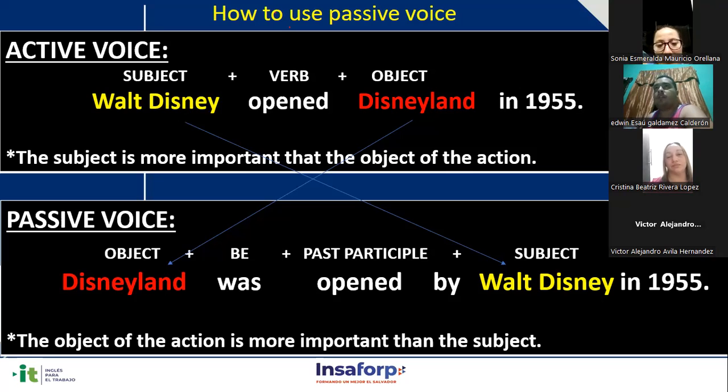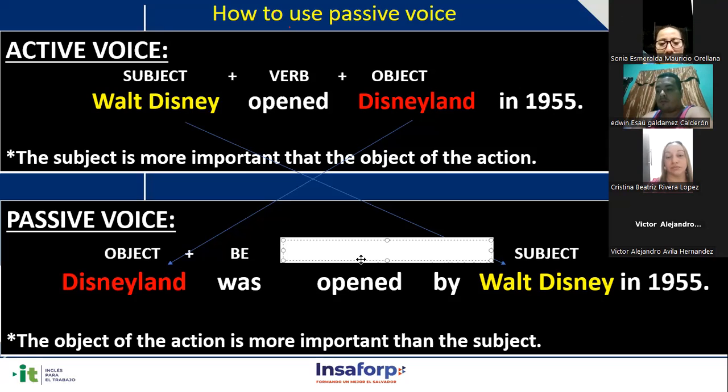Well, we have subject, verb, and object. The subject is the creator of the action. And the object is the receiver of the action. The subject produces the action, the object receives the action, right? Let's take one example, right?